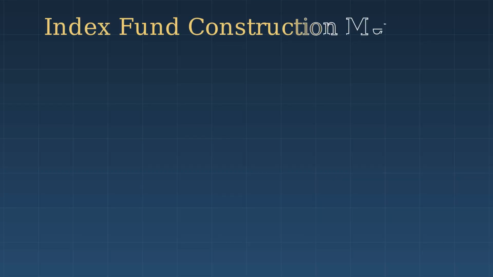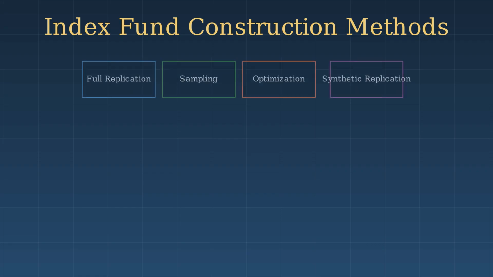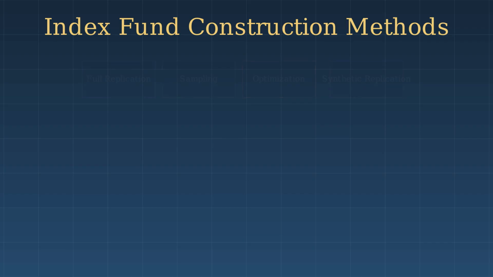Index funds use different approaches to track their benchmarks. Let's explore the four main construction methods. There are four primary methods used by index funds to replicate their target index's performance. First, let's examine full replication.